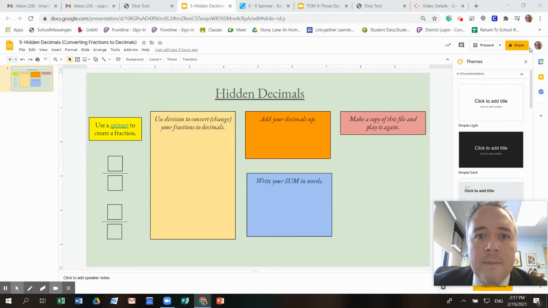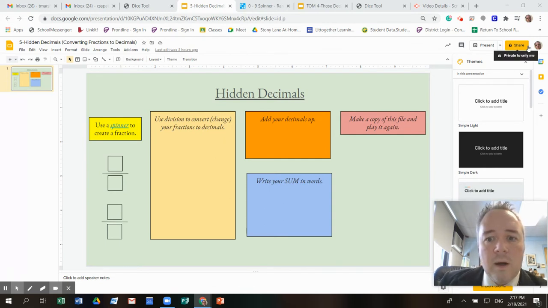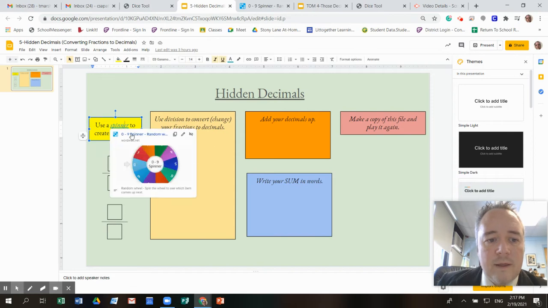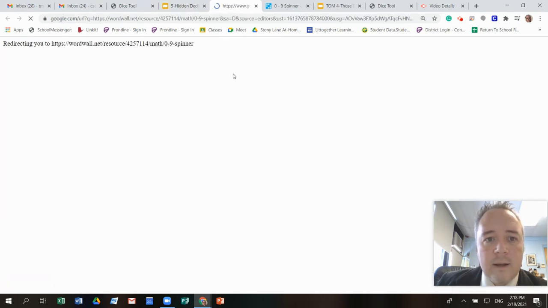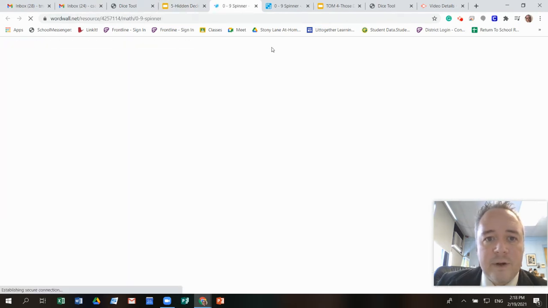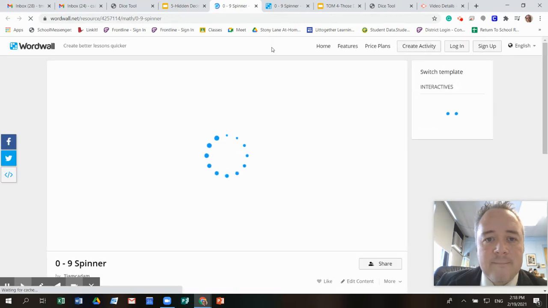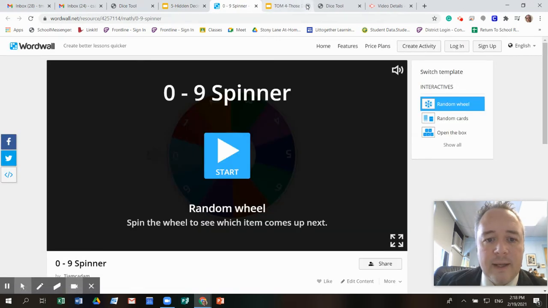And so you and your teacher have probably learned a little bit about what's called converting fractions into decimals. And that's what we're going to practice today during this game. In this game, you need to have a spinner. And if you don't have a spinner, you can click on this and it'll open up an electronic spinner for you. Okay, and that's what that looks like.